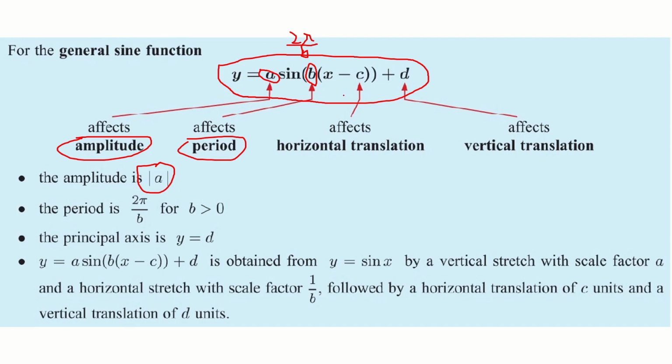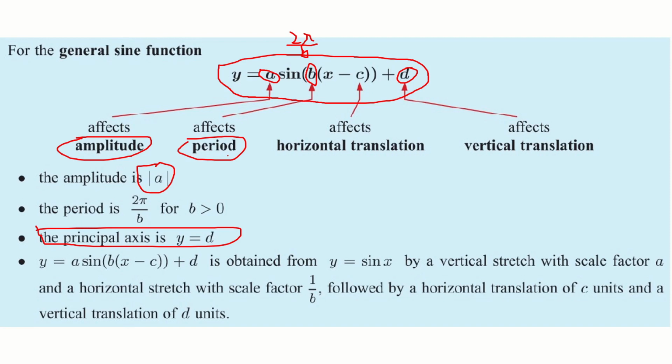Now, the principal axis is y equals d. That means the default d, which is 0, would place the primary axis of your function on the positive x-axis. However, if there's any value on d, that will move your central primary axis for your function and take it off of one of the main axes.